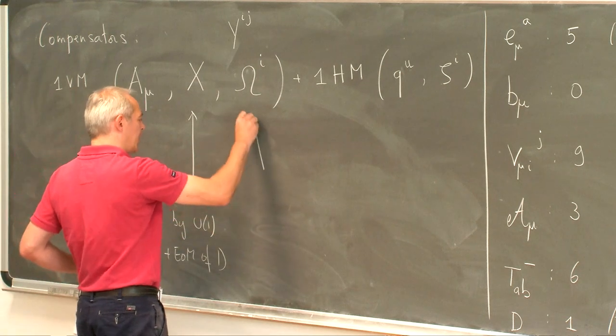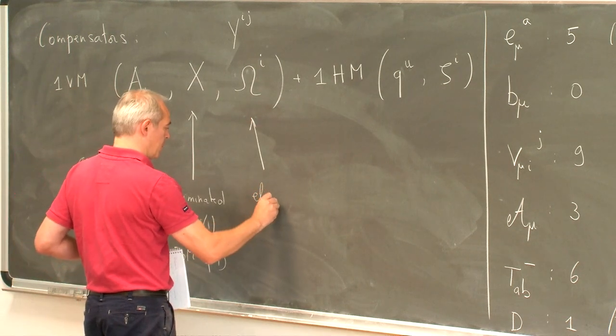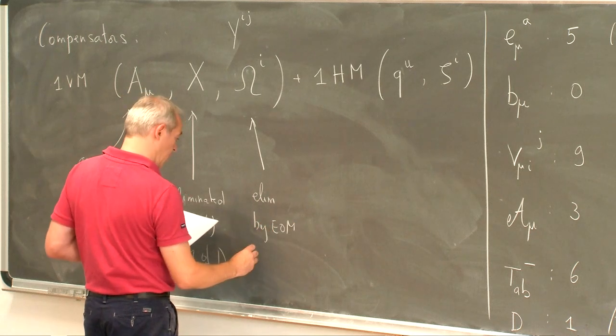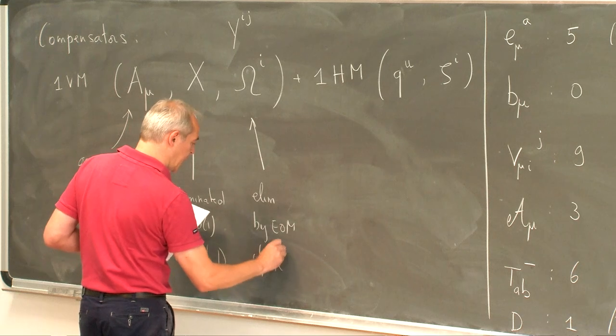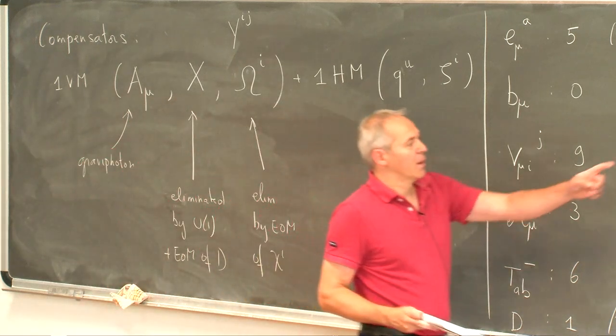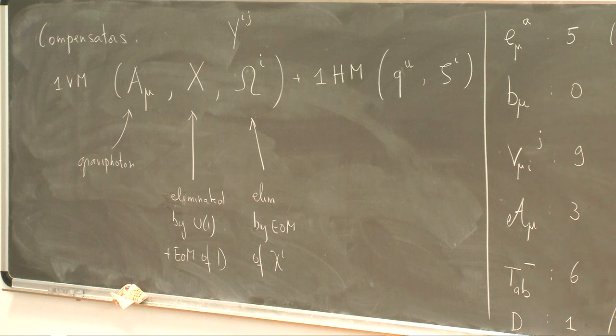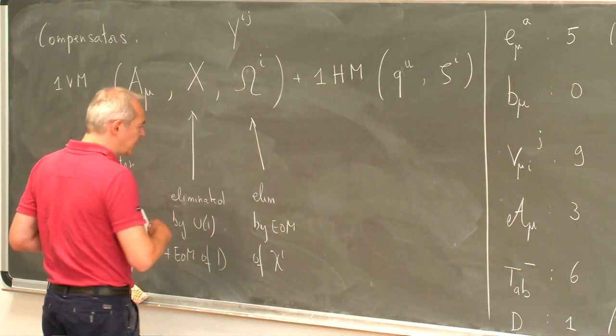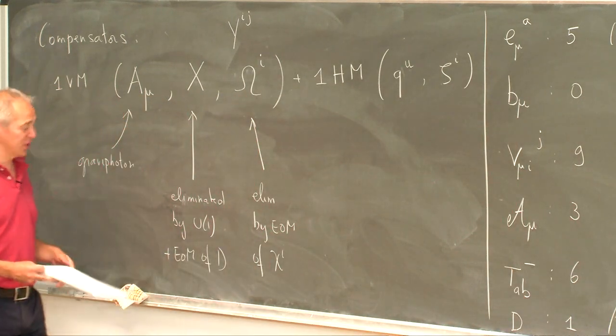This one is going to be eliminated by the equation of motion of chi I. We have here chi I's, and they have their equation of motion. This should not be part, eventually, of the Poincaré multiplet. And so its equation of motion will, in fact, also eliminate the fermionic part of the compensator.